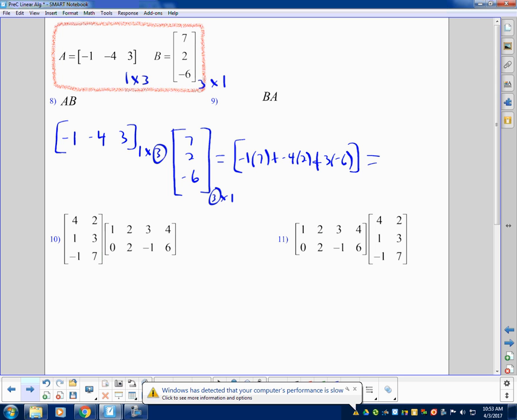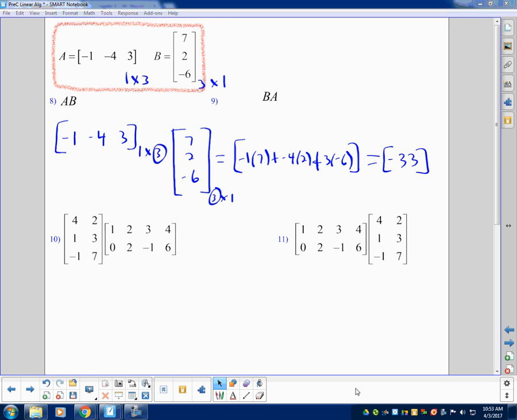Which equals negative 7 minus 8 is negative 15. Minus 18 more is negative 33. So A times B works great. We have a 1 by 3 by a 3 by 1. No problem there. Now, when I go to multiply B times A, here's what I've got.